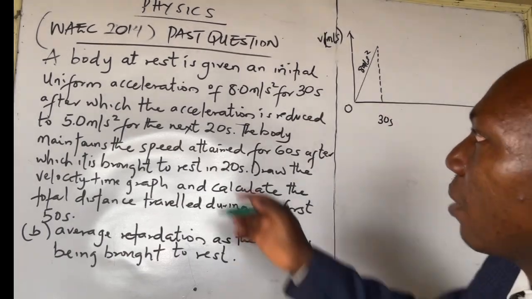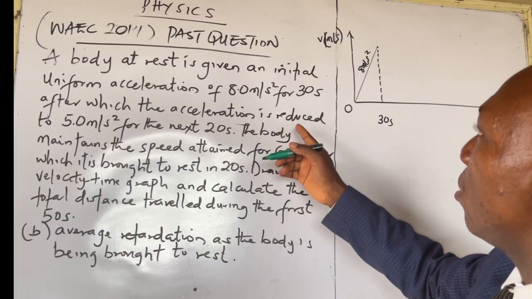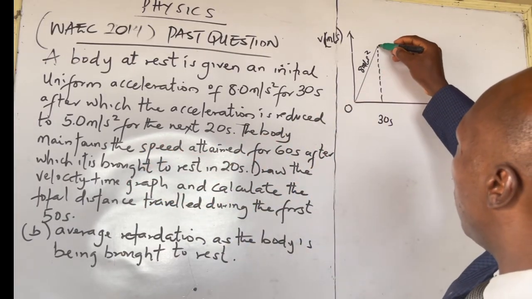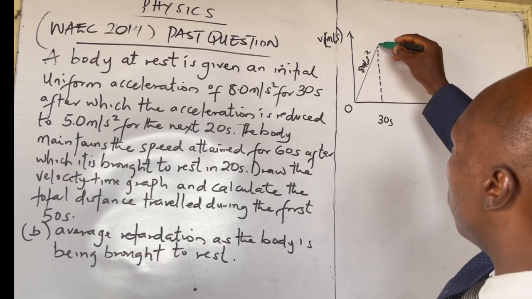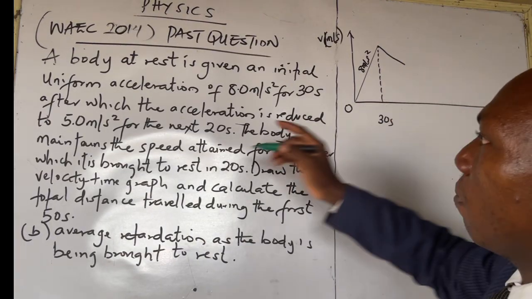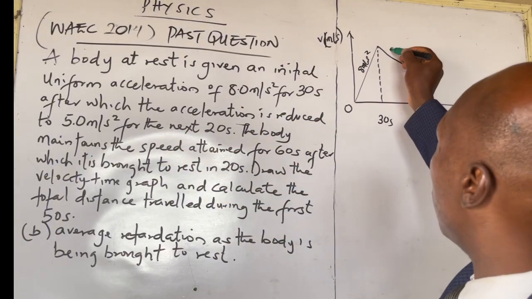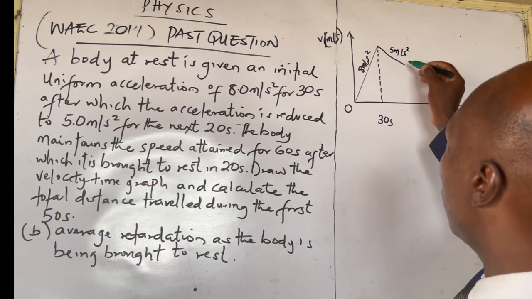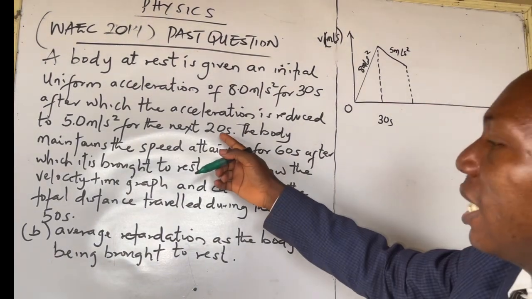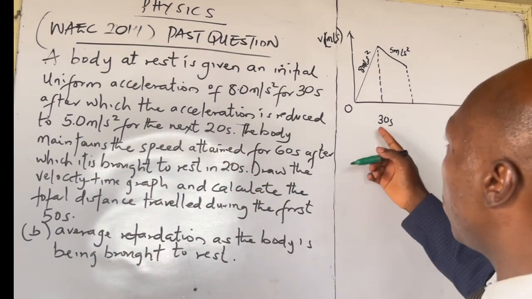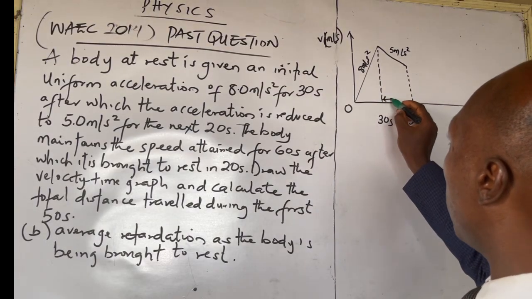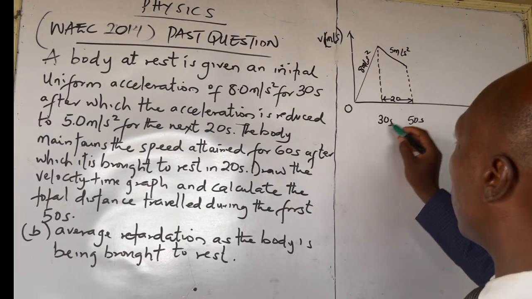And we are told that after which the acceleration is reduced to 5 meters per second squared for the next 20 seconds. That means 20 plus 30 will give you 50 seconds. So the time from here to here is 20.